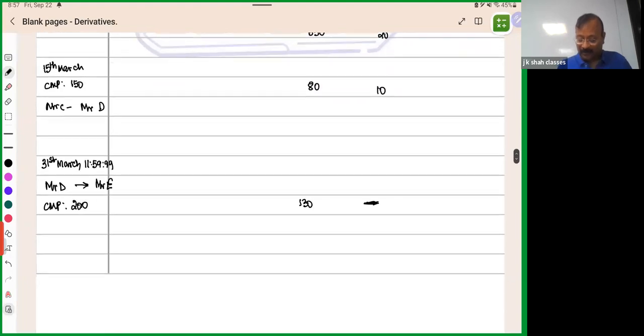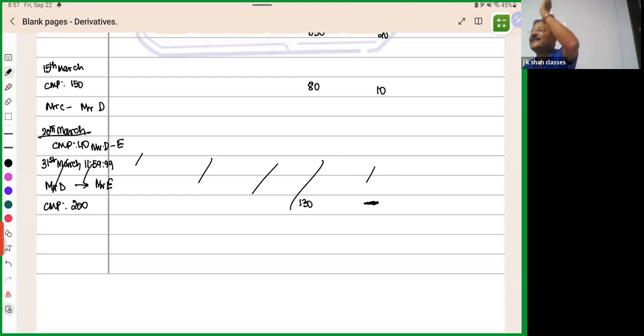Now let me give one more example here. Let's say 20th March. The current market price of the stock collapses to 40. And let's say Mr. D wants to sell it to E. Let's ignore this for the time being. Is there any intrinsic value in this form? Because this form gives you a right to buy it at 70, market price 40, right? There's no intrinsic value. So Mr. E tells Mr. D, look, there's no intrinsic value, so give this form free of cost to me.